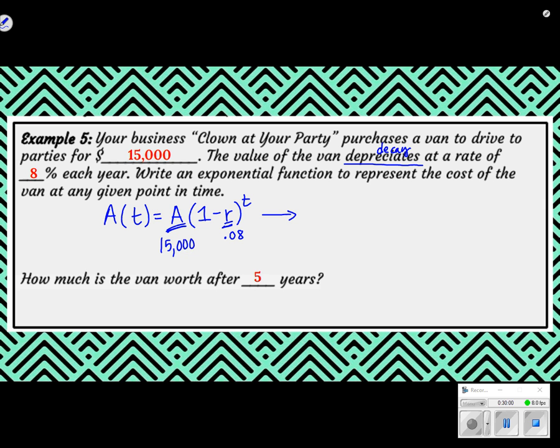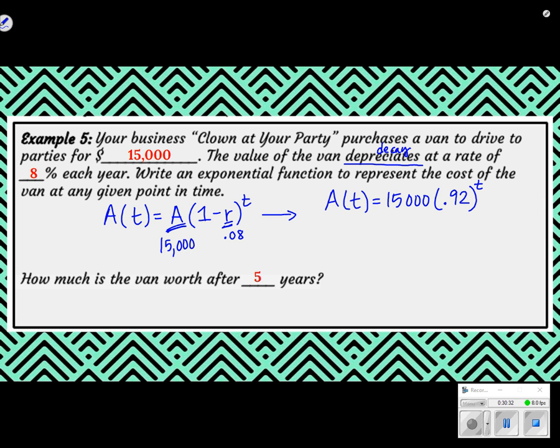So let's pull it all together. A of t equals 15,000 times (1 minus 0.08). $1 minus 8 cents is 92 cents. If this is a decay, I should have a number smaller than 1 in there. If I write 1.08, that means the value is going up a lot. So you've got to be really careful about what number you put in this 1 minus r or 1 plus r position. We're going to put a t up here, and then that's our equation.